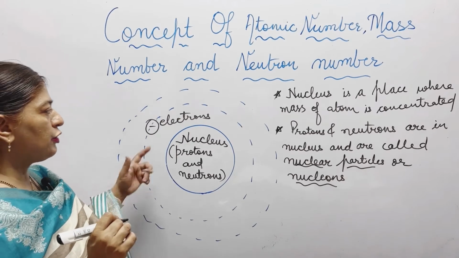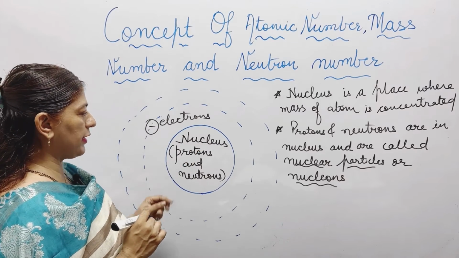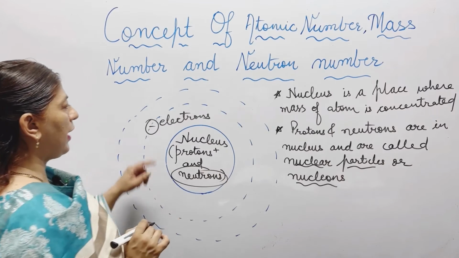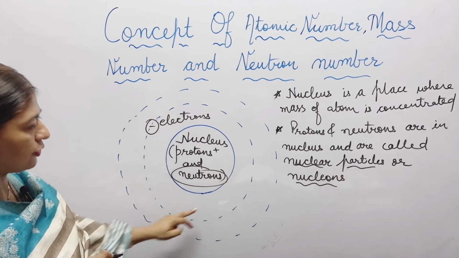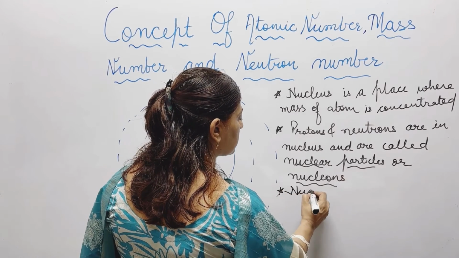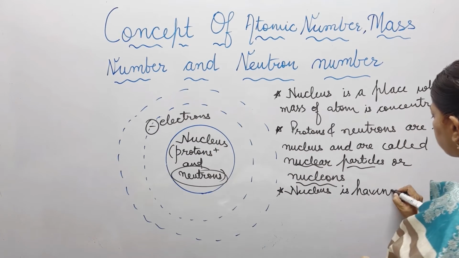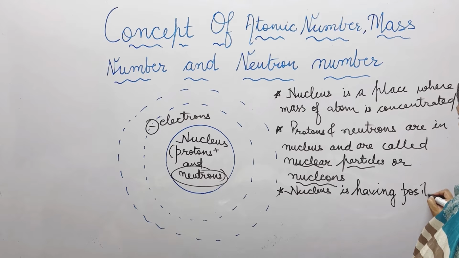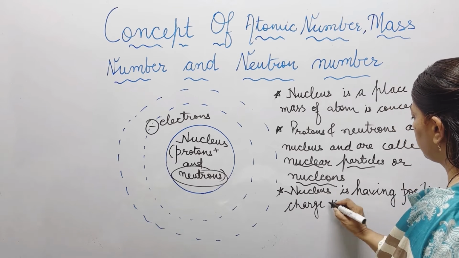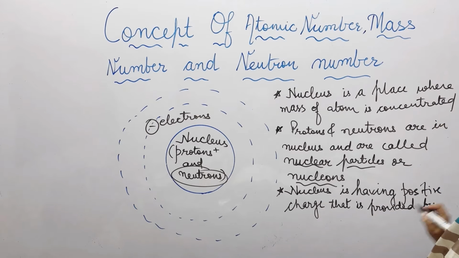Next important thing is the nucleus has a positive charge, and protons give the positive charge to the nucleus. Protons are positively charged, and the neutrons don't have any charge on them. And electrons have the negative charge. They are around the nucleus in the shell. So the next important thing is the nucleus has a positive charge, that is provided by the protons present in it.